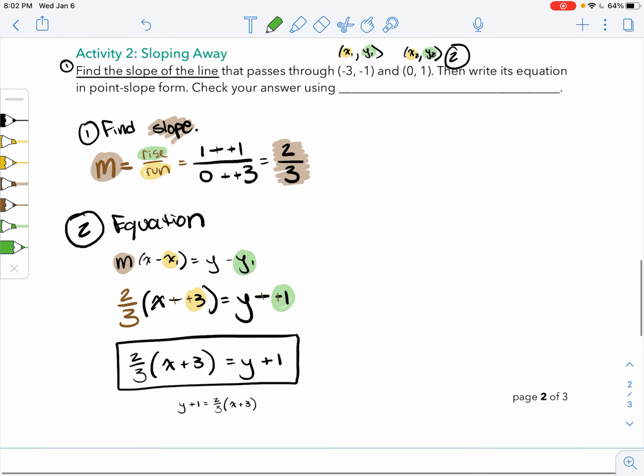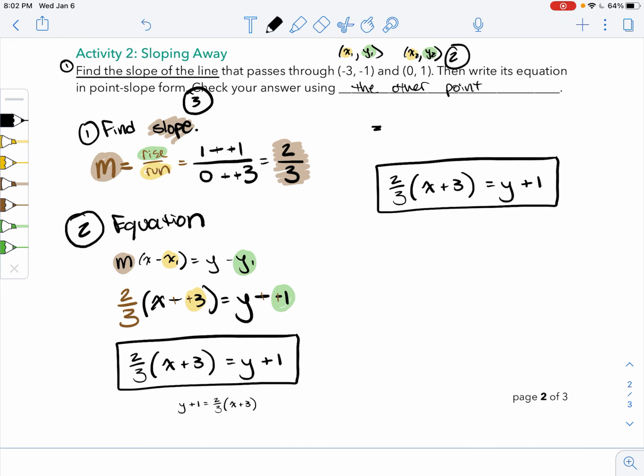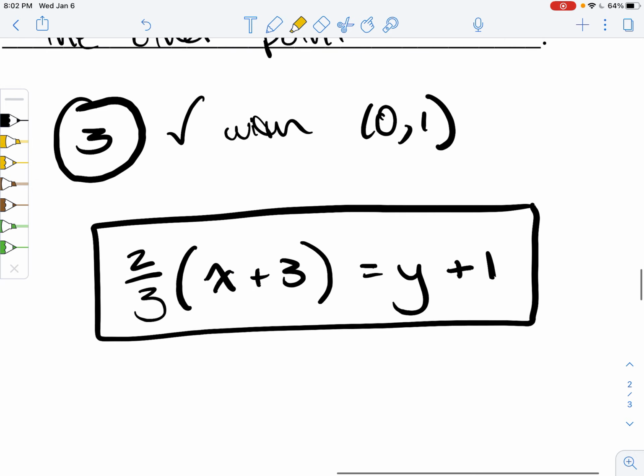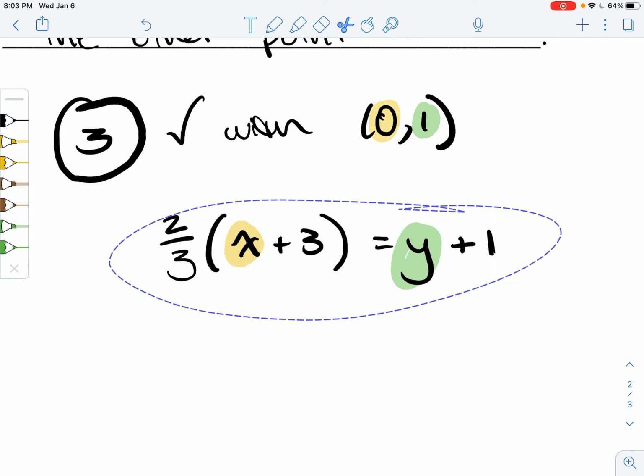Okay, yay, we did it, we wrote our equation, but now we need to check our work using the other point. So we're going to take our equation, and we're going to take our last point that we didn't use. Since we used -3, -1 in our first one, we're going to check with 0, 1. And what we're going to do here is take our x and our y and plug them into x and y. And that should give us a true sentence, a true mathematical sentence.